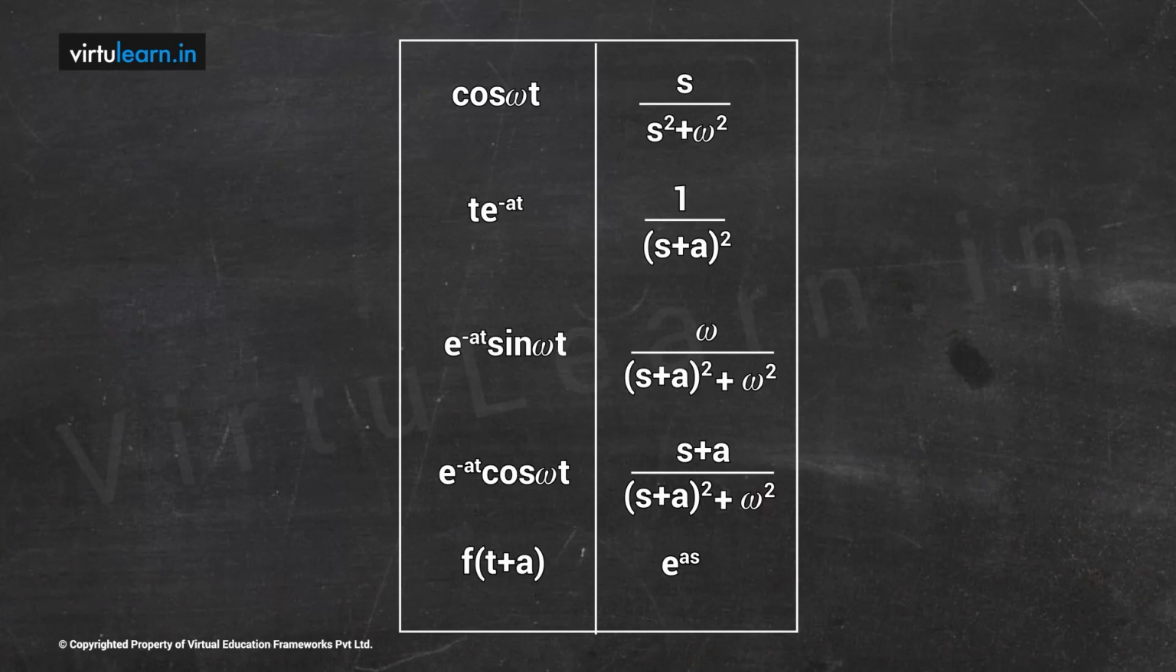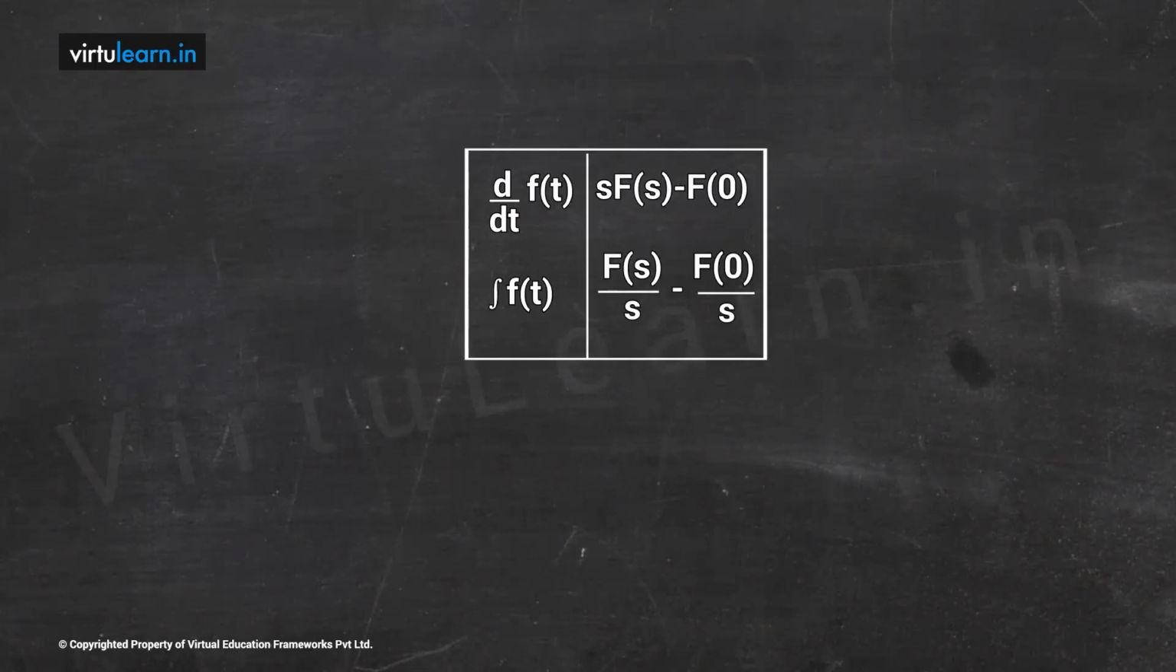So this way we have the list, and also we have, let us say, f dash of t, df of t by dt. Then I have s F of s minus f of 0, where f of 0 is the initial condition. Similarly, if you have the integration of f of t, you have F of s by s minus f of 0 by s.